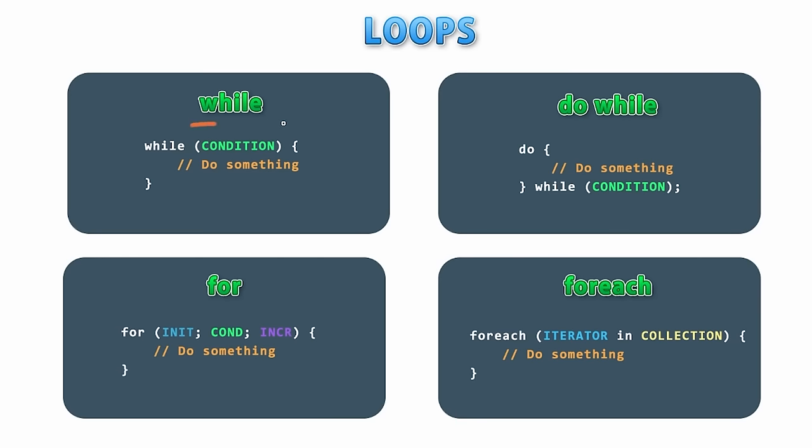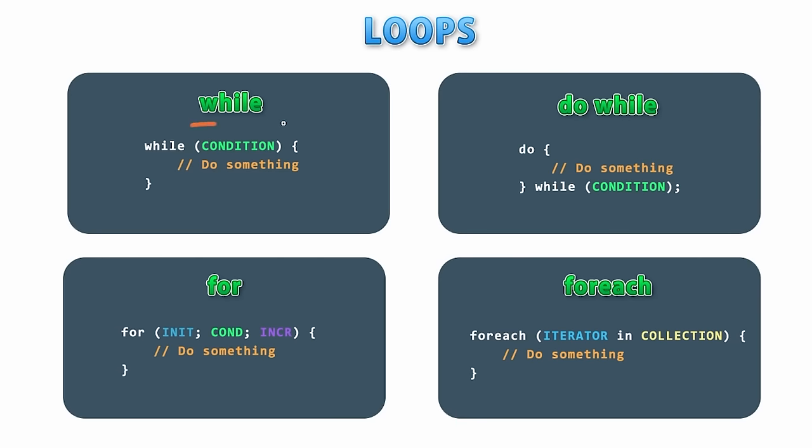This one tests in the very beginning, so it might not even run once, whereas this one tests the condition at the end, so it is guaranteed that the code inside of here is always going to run at least once. And if we put the I back into 0, and remember to reset it on this one, there it is, both of them behave similarly, both run 3 times. Okay, so while and do while, these are the most basic loops. You just have a condition and then you do something while that condition is true.